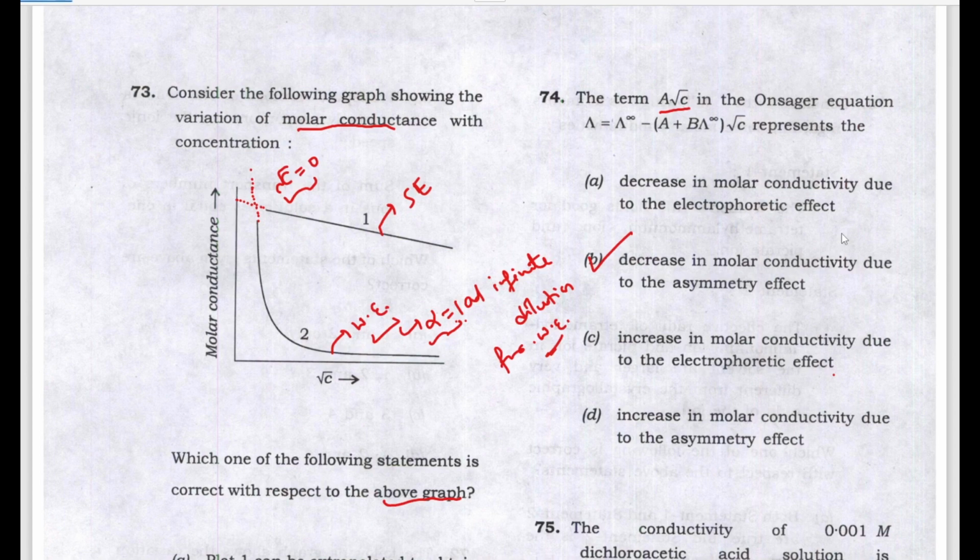Okay, however, if we consider the electrophoretic effect, it occurs due to the movement of solvent molecules attracted by the ion and the ionic atmosphere. And when an applied potential is present, it tends to move the ionic atmosphere, which in turn reduces the ionic motion in the solution. So ultimately, the speed of the ion and consequently the molar conductivity are primarily determined by the frictional forces of the medium in the electrophoretic effect. So, the correct answer of this question is B, decrease in molar conductivity due to A.